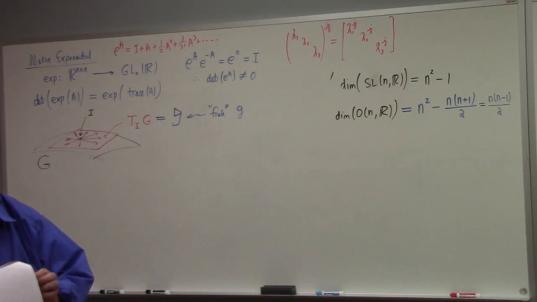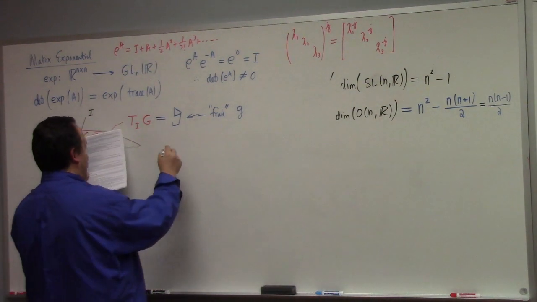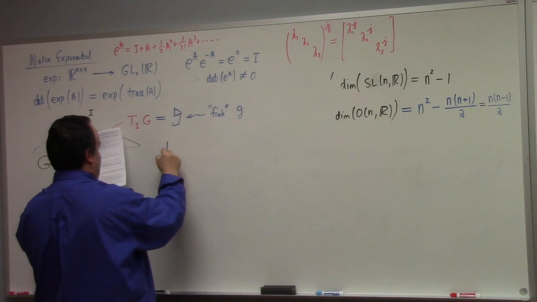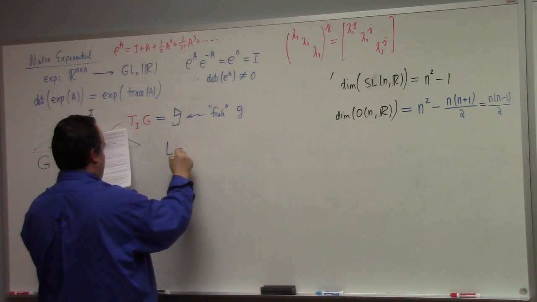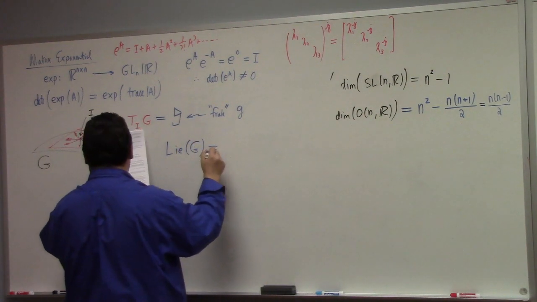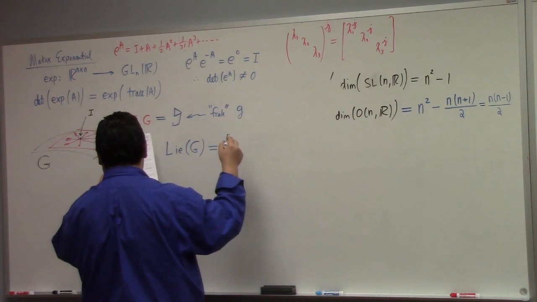Oh, there he goes. Here's his super greedy definition. Adjusting slightly, but here he goes. Lie G is equal to, and now he's got it for complex, but I'm going to do it for real.